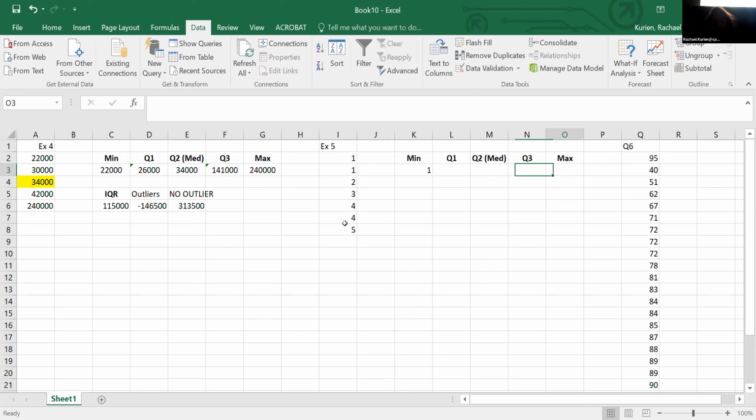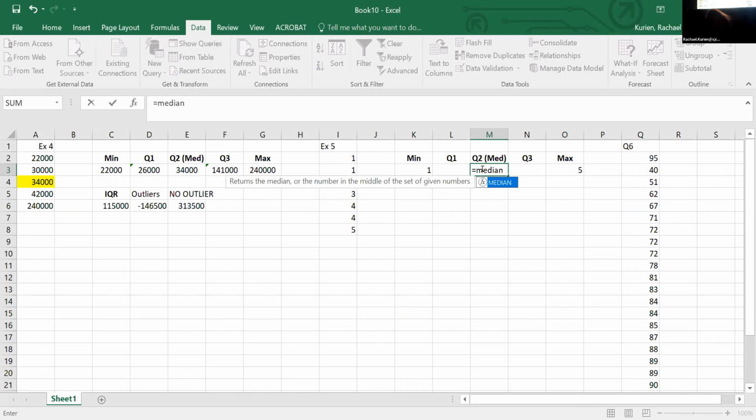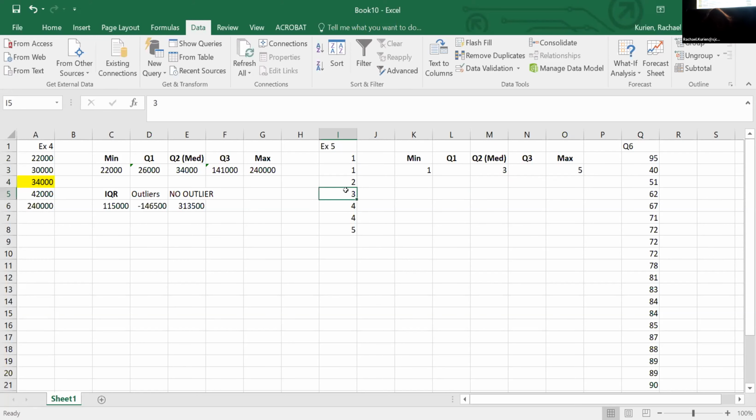And I can find my max. Just gonna highlight it here. Close parentheses, hit enter. And so we get 1 and 5. And you can see from our data that 1 is the smallest and 5 is the largest. Now let's try the median. So the median, you're gonna highlight it, and we can see that the median is 3.